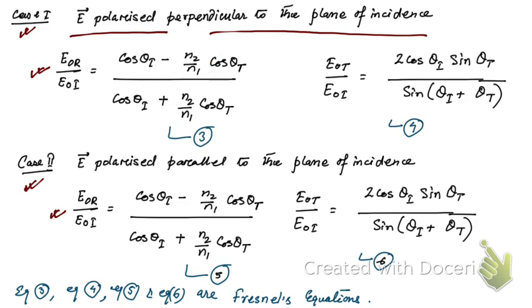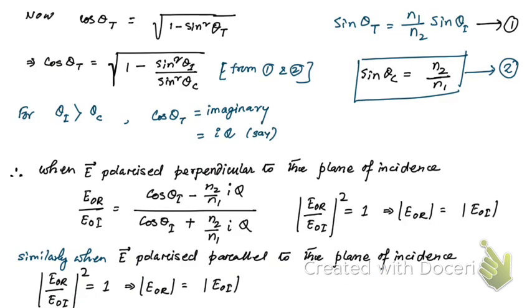Now you see, it has other forms also, but I am not writing that, okay? So now let us obtain this cos theta t. Here you see, cos theta t can be written as root over 1 minus sine square theta t, right?